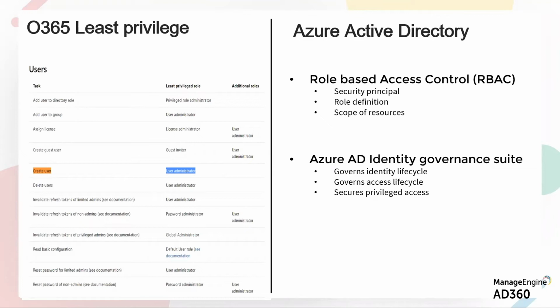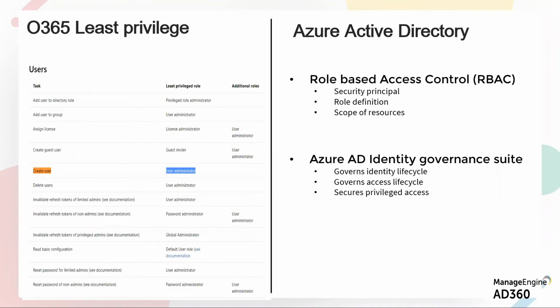So for instance, to create users, delete users, user administrator is sufficient. Whereas when you focus on global administrator, the only thing required on this specific list is invalidating refresh tokens of privileged admins. So that is essential. But for other things, you don't need to give a global admin. So this is basically handing people just enough access that is required to do that specific role.